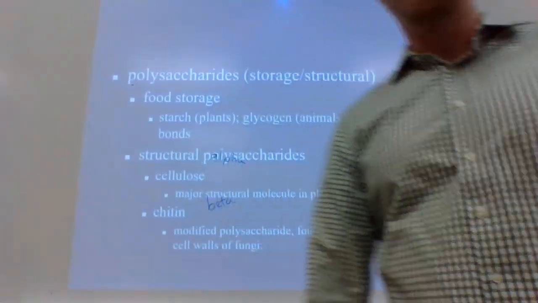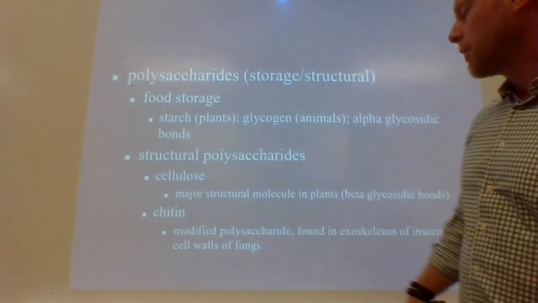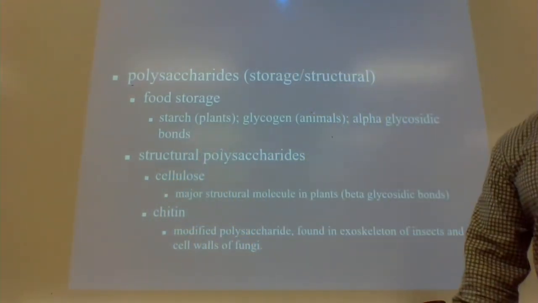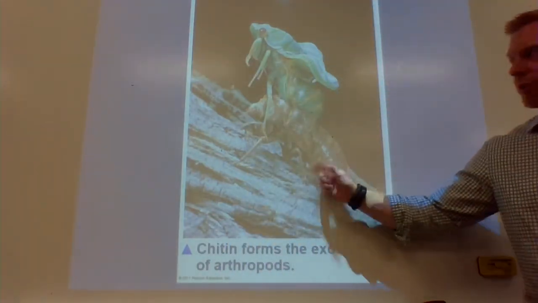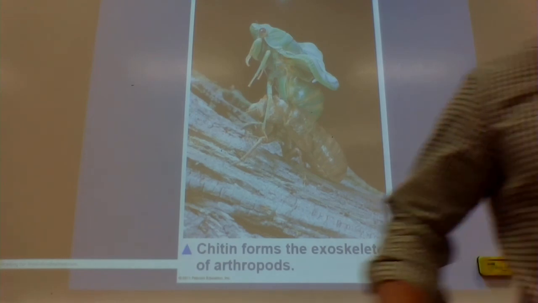Good. There's one more structural one a lot of people don't know. It's called chitin. Chitin's a kind of a cool molecule. Chitin is found in the exoskeleton of insects. See right here, it's really strong structural. Chitin is also found in fungi, like mushrooms. So chitin is found in insects and mushrooms. We don't see it at all in humans, but it's also a structural polysaccharide.